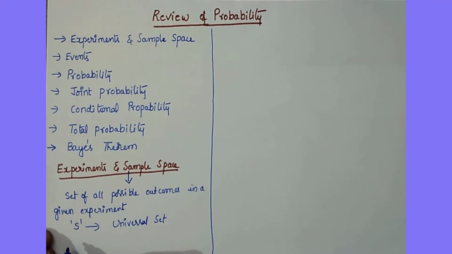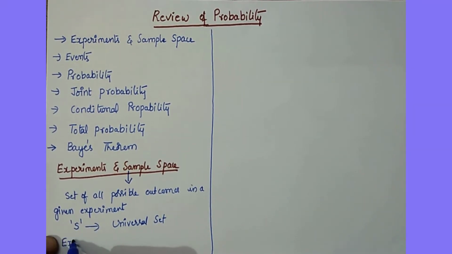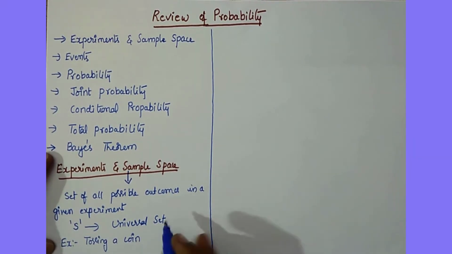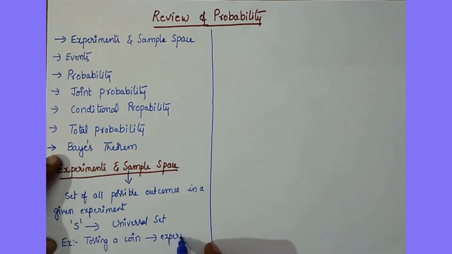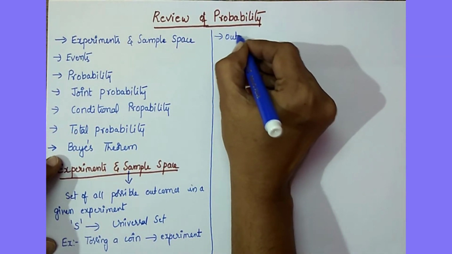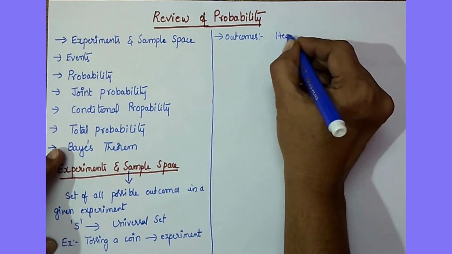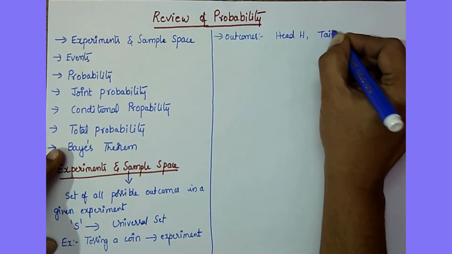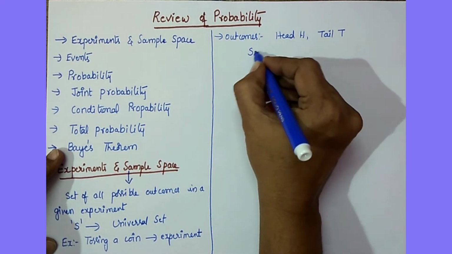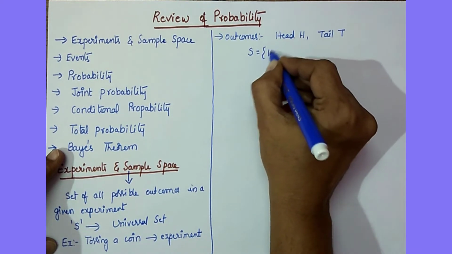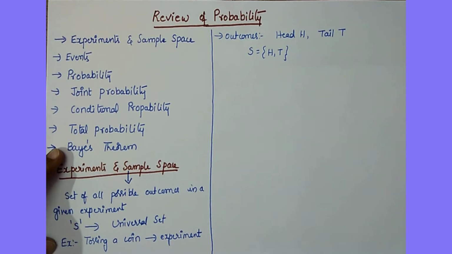Okay, how to understand? I'll tell you an example. Suppose take tossing a coin. So what is this? Tossing a coin is an experiment. What are the outcomes? For tossing the coin, you're going to get two outcomes, head H and tail T. So how to represent the sample space? Yes, S is H comma T. This is the representation of sample space.